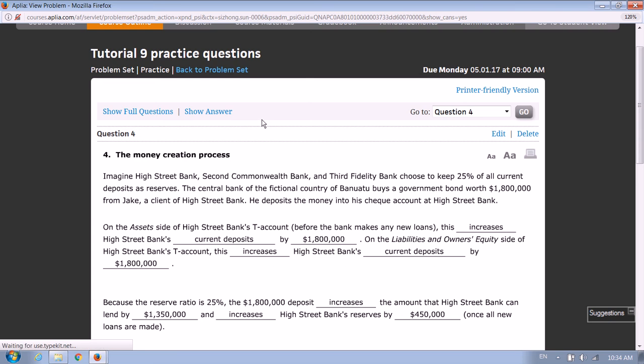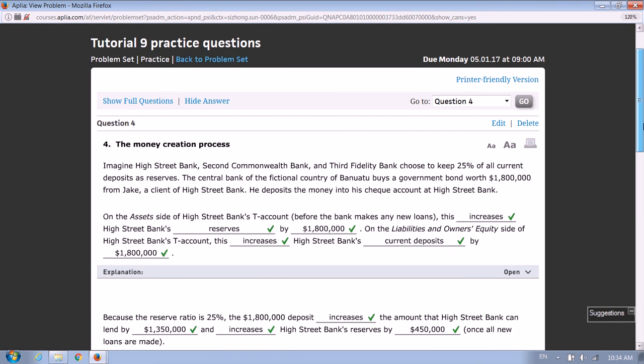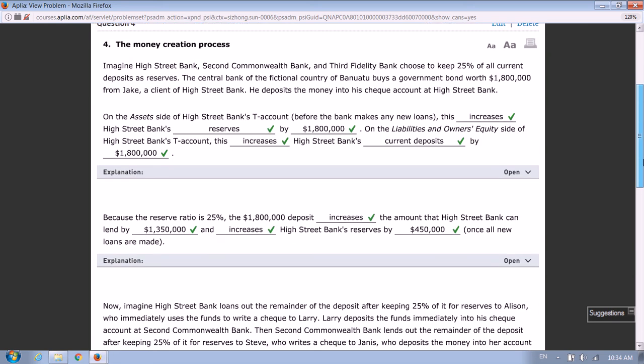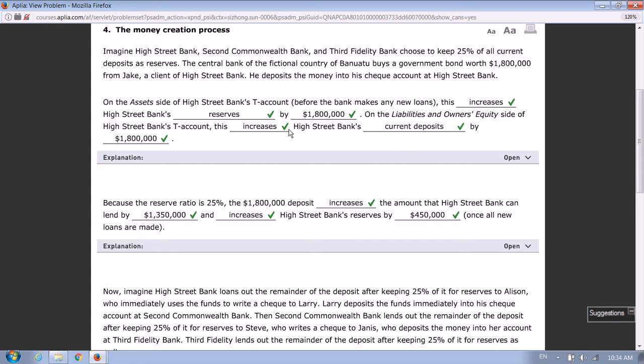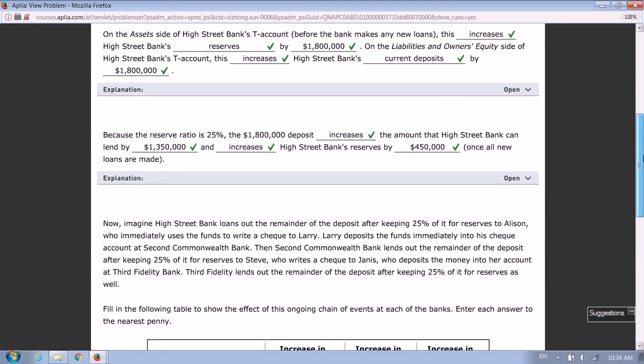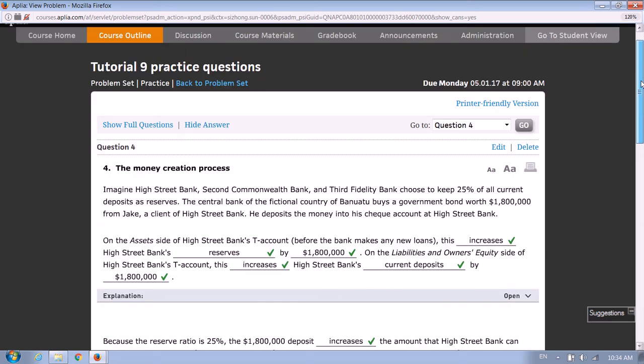Okay, so let's check question 4. There's 1 point here: increase the bank's reserves. So before any loan is made, this 1.8 million is all reserved. Alright, so that's question 4.